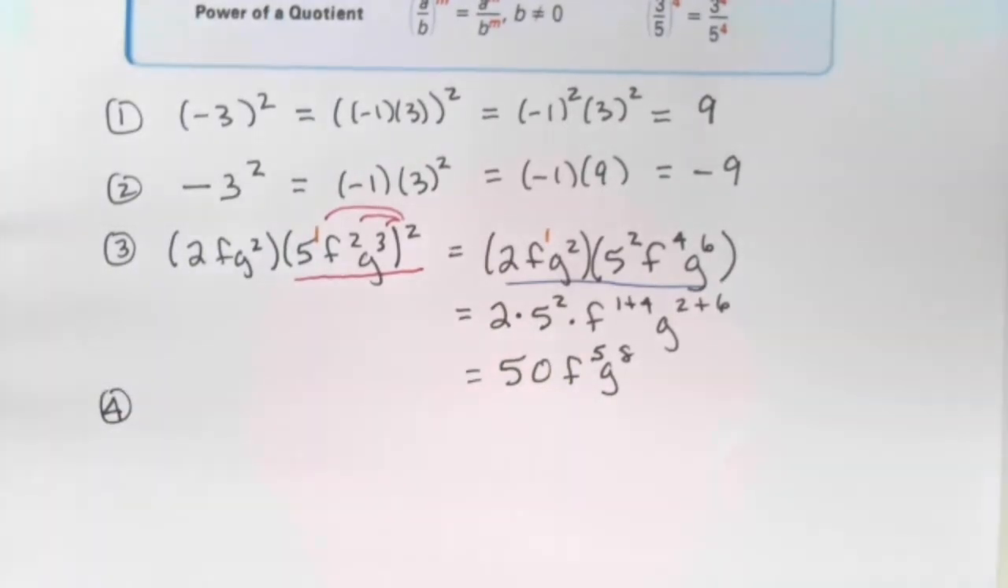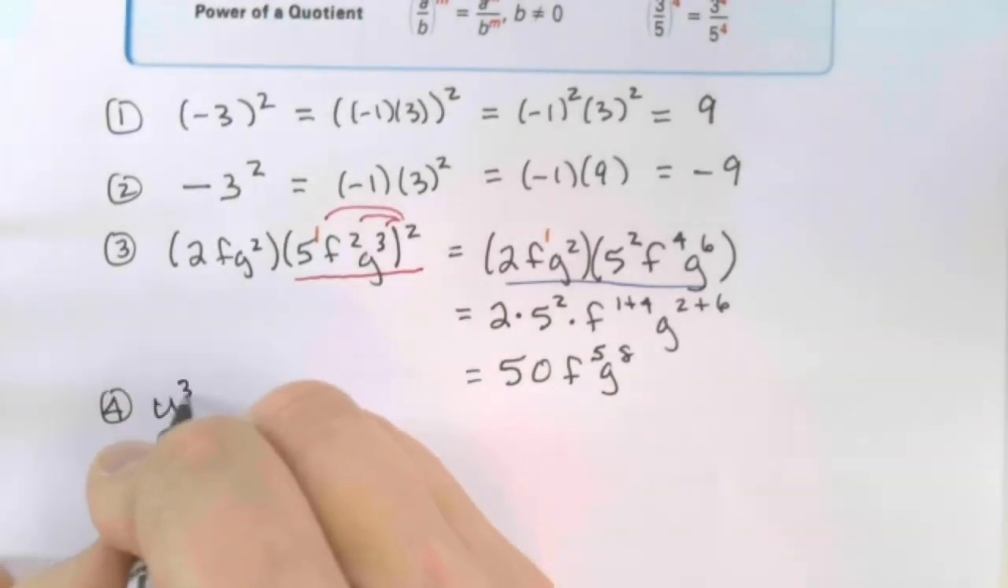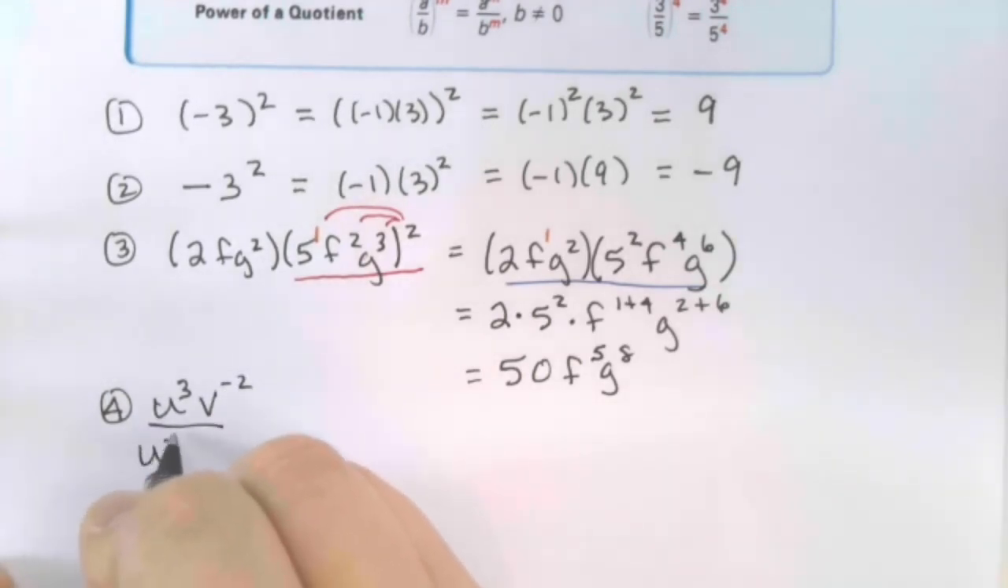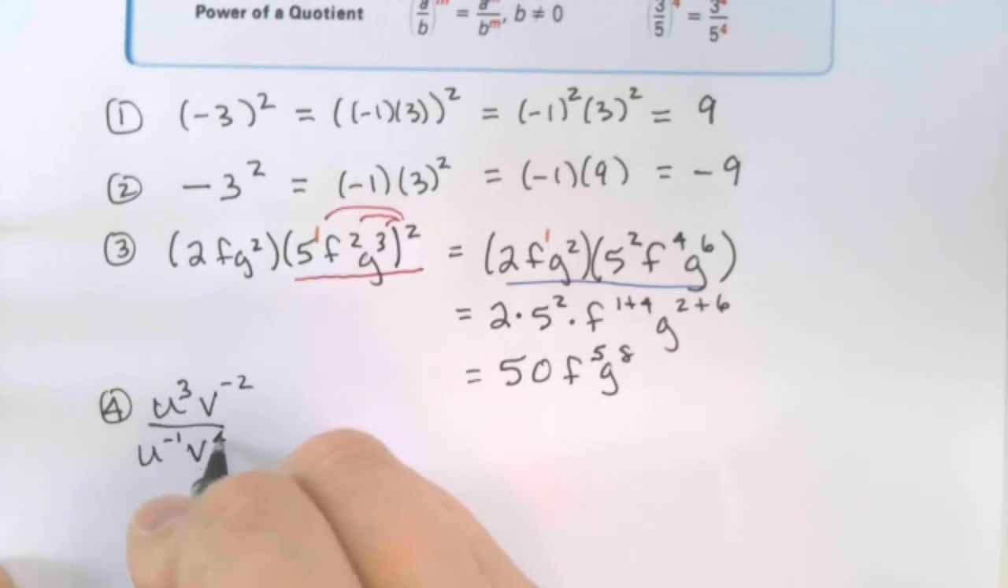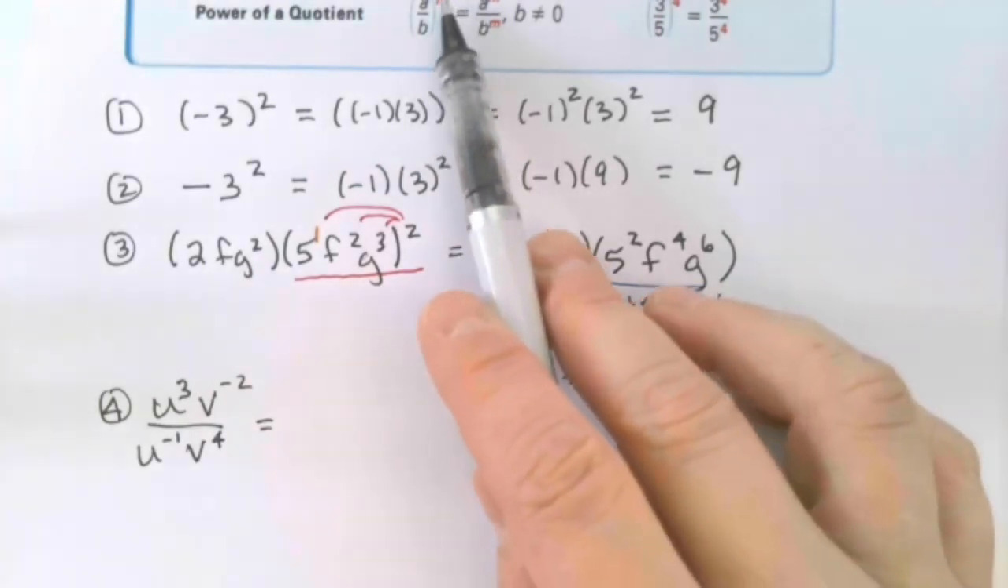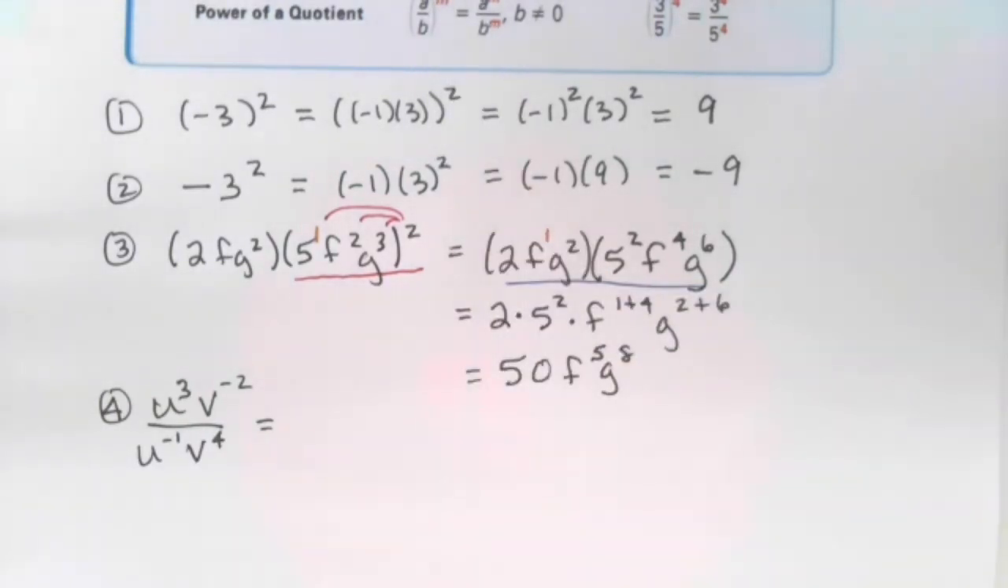All right, number 4. u³v⁻² over u⁻¹v⁴. Now there are 2 ways you can attack this one. You can move the negative terms, move the v squared down, move the u squared up, or you can use our division rule, quotient of a power rule, which is the second one from the bottom. I'm going to use quotient of a power rule just to show you how it would work.